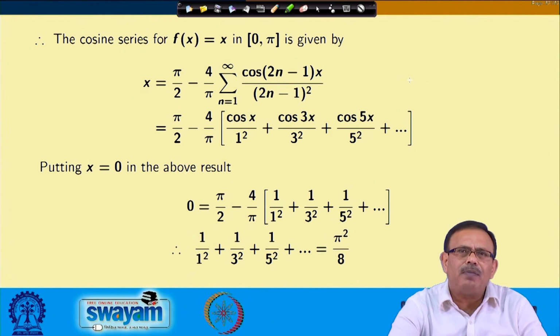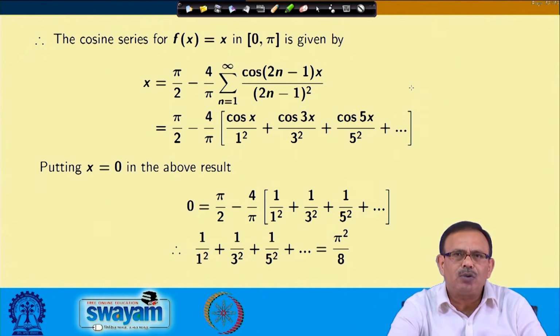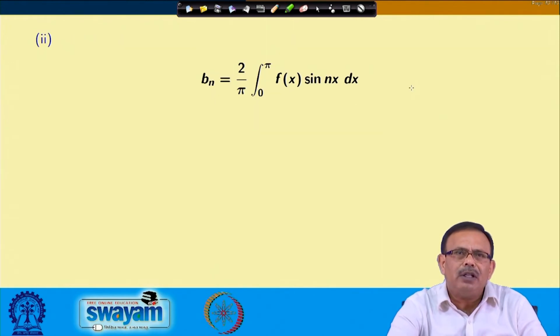So, the value of the series 1 by 1 square plus 1 by 3 square plus 1 by 5 square equals pi square by 8. In the same way, for the second problem, where I have to express f x equals x as a sine series, there will be only b n terms. So, b n will be equal to 2 by pi integral 0 to pi f x sin n x dx.